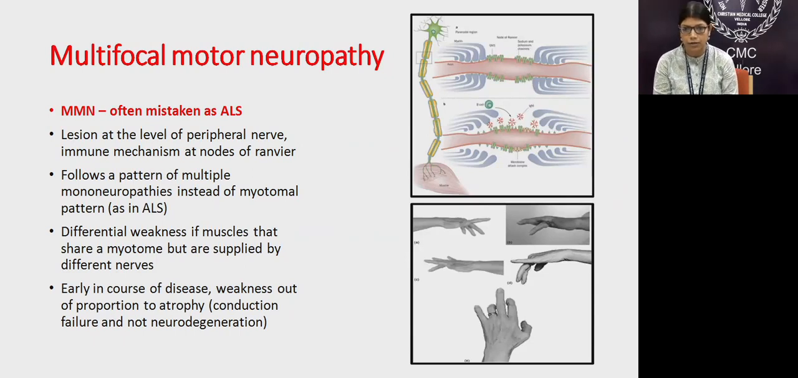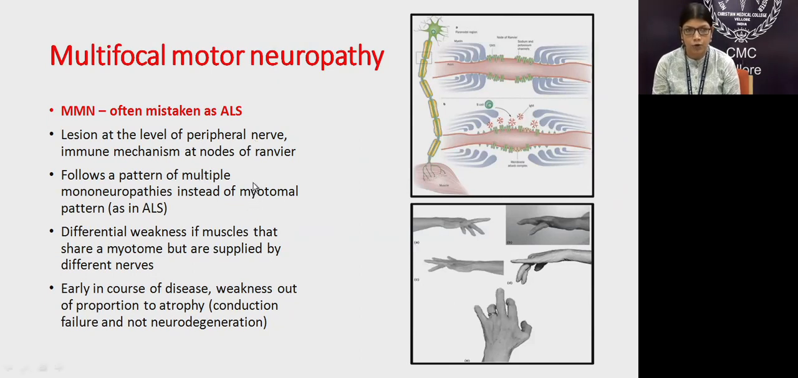Since the sensory involvement is not there, we are often mistaken as a lower motor neuron predominant disorder with an anterior horn involvement. But in reality, in multifocal motor neuropathy, the lesion is at the level of the peripheral nerve, and the immune mechanism is occurring at the level of the nodes of Ranvier, where the GM1 ganglioside is present, and the antibodies against that cause the destruction of the nodes of Ranvier, and immediately they cause neuropathy, an axonal type of neuropathy.